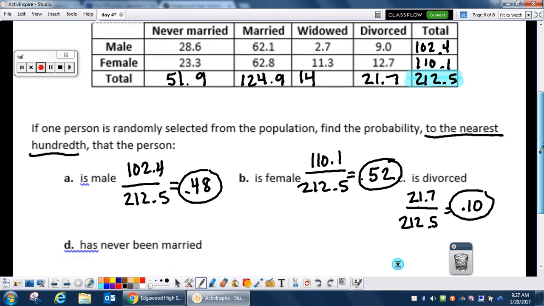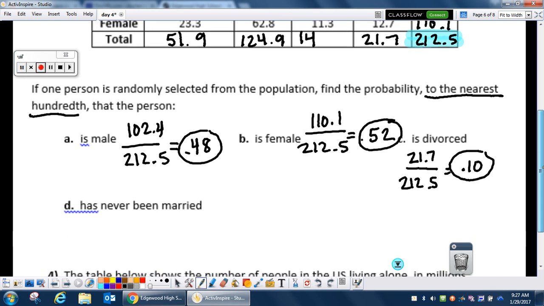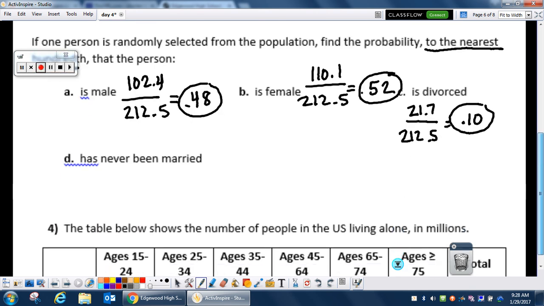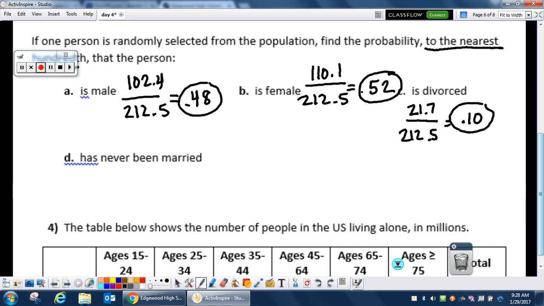Okay? And now never been married. Again, this does not specify whether they're male or female. So you would just take the total number of never been married, which I believe was 51 and 9/10, over the total number of people surveyed, 212 and a half, and you get about 0.24, which means 24% of people have never been married.